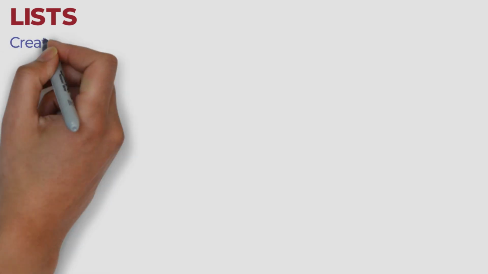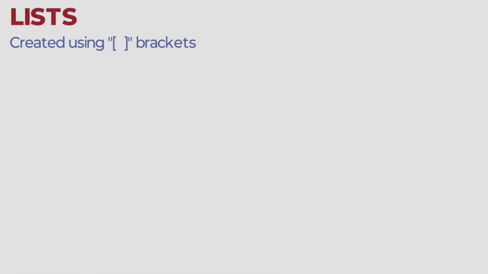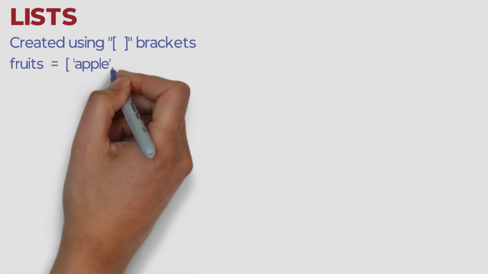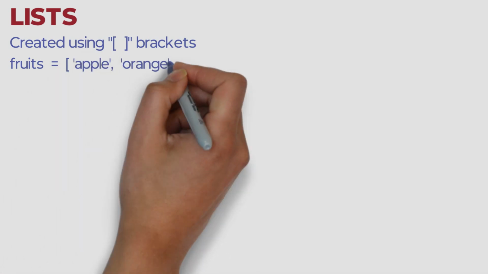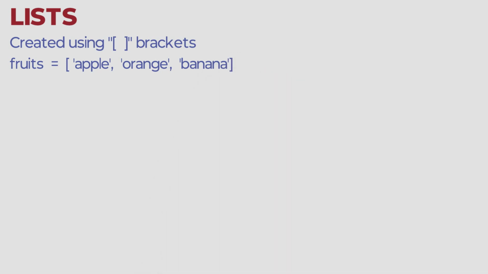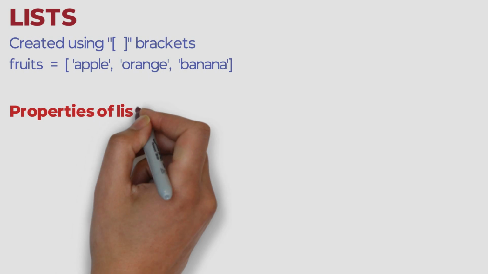In Python, lists store multiple items in a single variable. They are created using square brackets. For example, we could have a variable, fruits, containing a list of 3 fruits. That is, fruits = apple, orange, and banana. In this case, the list holds 3 values. Let's explore the properties of lists.